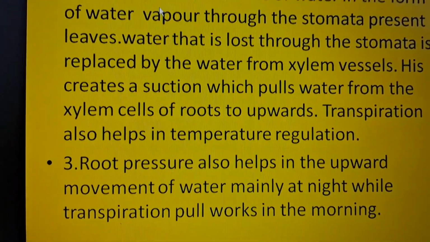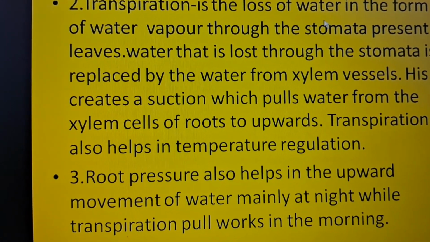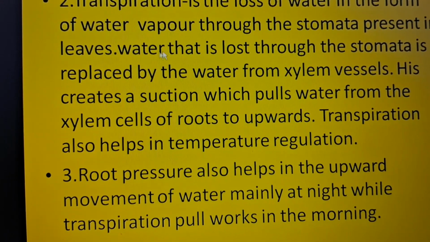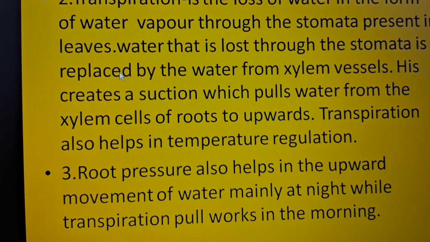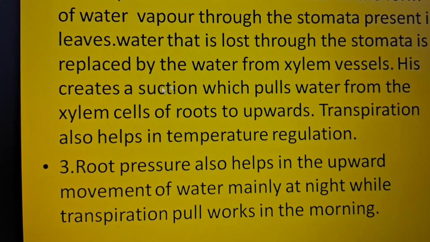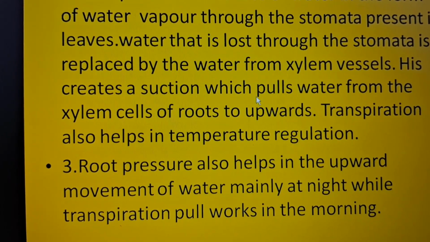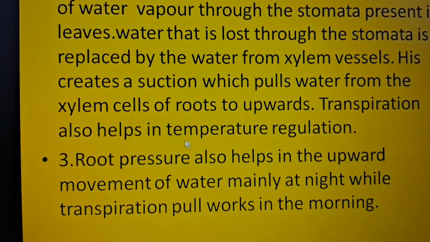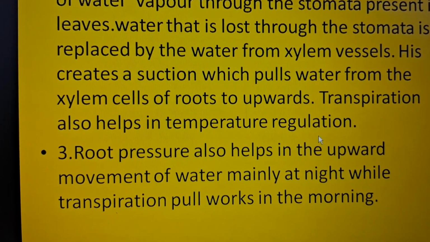Second, by transpiration. Transpiration is a loss of water in the form of water vapor through the stomata present in leaves. Water that is lost through the stomata is replaced by the water present in xylem vessels. This creates a suction which pulls water from the xylem cells of roots upward. Transpiration also helps in temperature regulation.